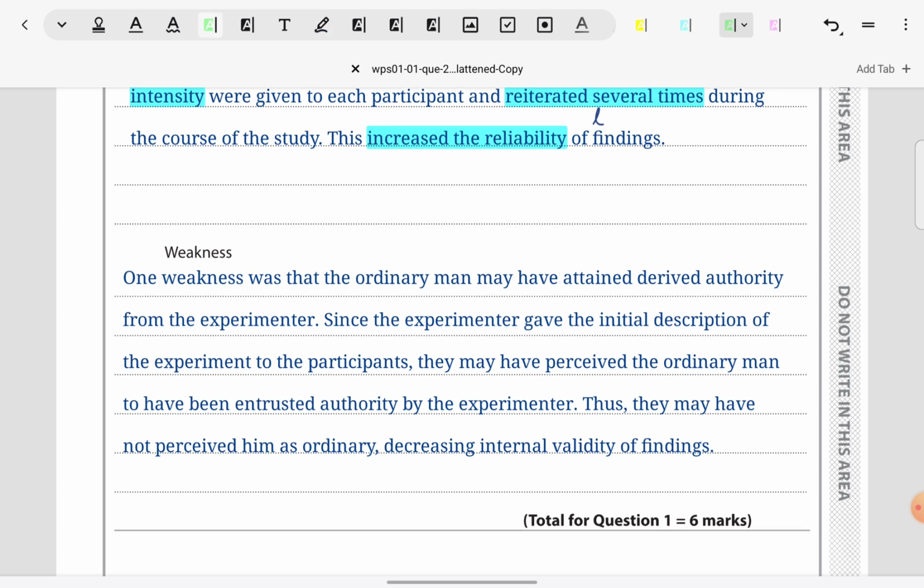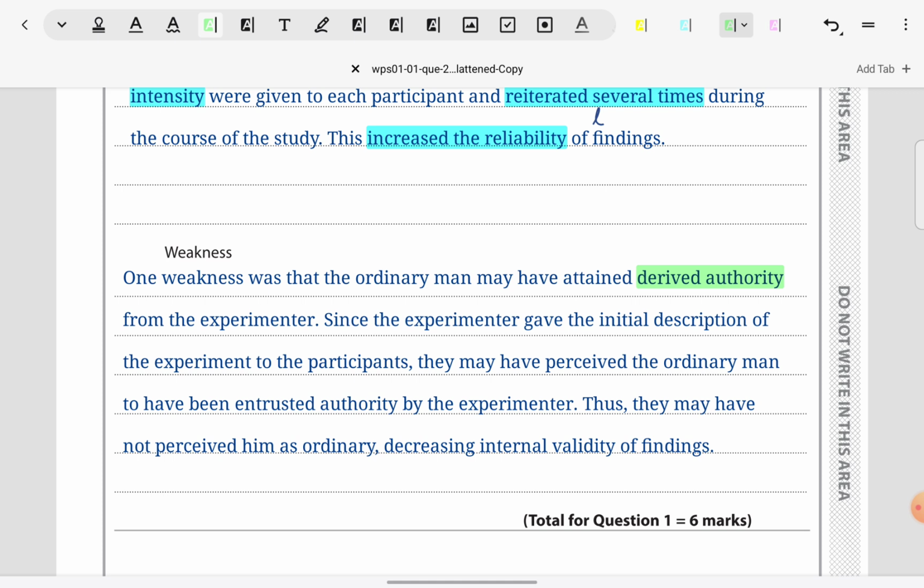One weakness is the ordinary man could have got derived authority from the experimenter. What we see in experiment 13 is that the ordinary man is not the one to give the instructions to participants right from the beginning and follow through to the end. Actually, it's a proper experimenter who comes in at the beginning, gives the initial instructions, and then pretends that he has to leave for some work, and that is when he hands over the charge to the ordinary man.